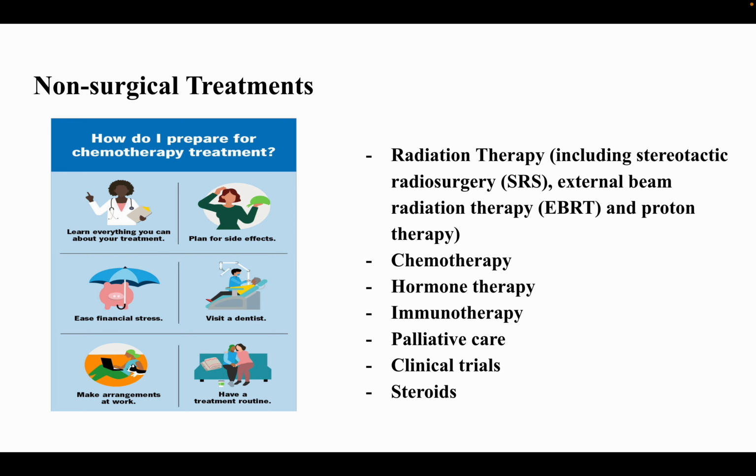Now that includes stereotactic radiosurgery, also known as SRS, external beam radiation therapy, also known as EBRT, and proton therapy. We also have chemotherapy. As you can see, I attached a diagram to show you how we typically prepare for chemotherapy treatment, immunotherapy, palliative care, hormonal therapy, clinical trials, and also steroids.